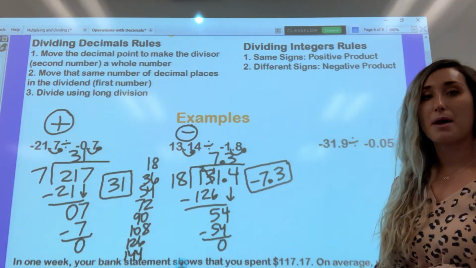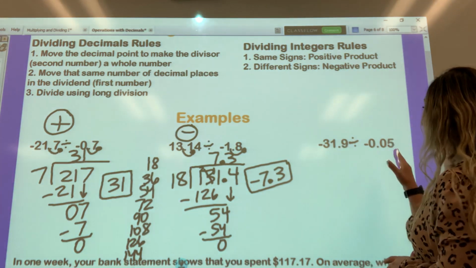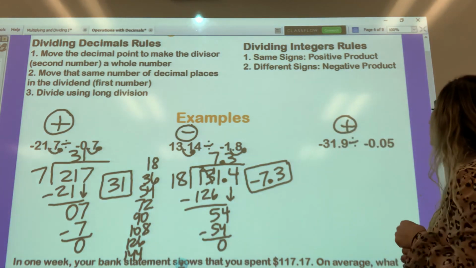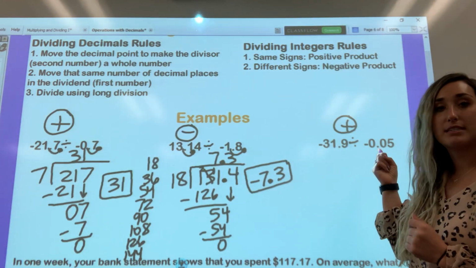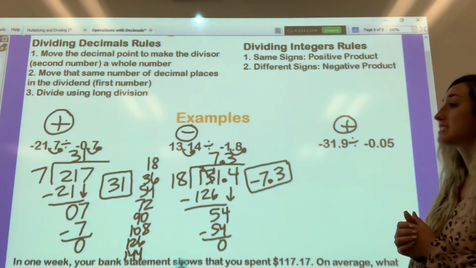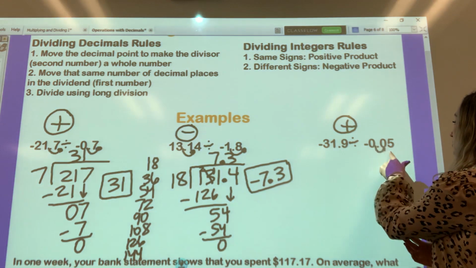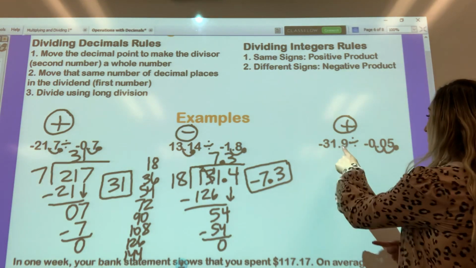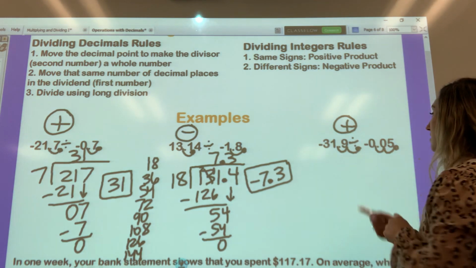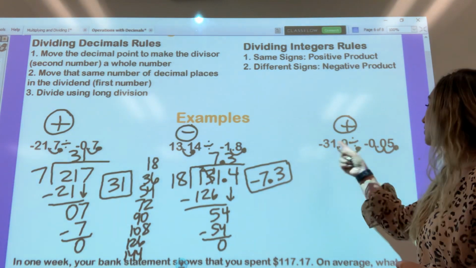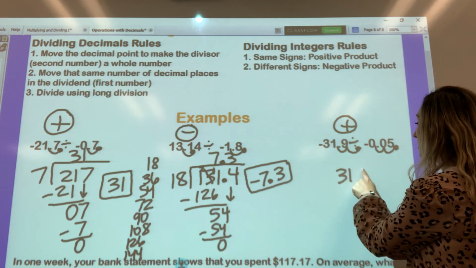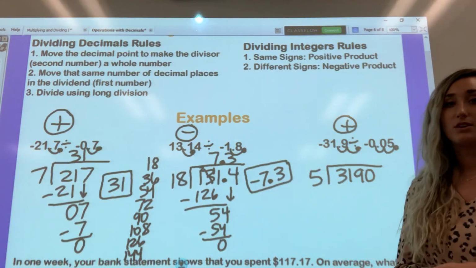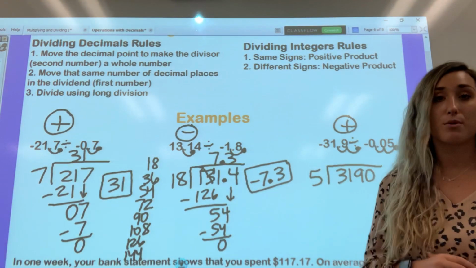All right, and then our last problem that we're working with is another negative divided by negative, making our answer positive. And then next we want to make this a whole number. Right now it's 0.05. We need to move it over 2 places to make it a 5. That means we also have to move this over 2 places, which makes this open space, turning this number into 3,190 divided by 5. So this is our new problem that we're working with.